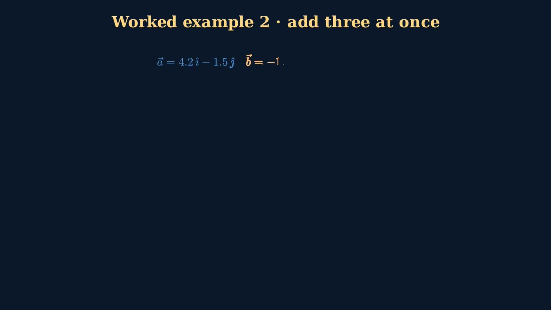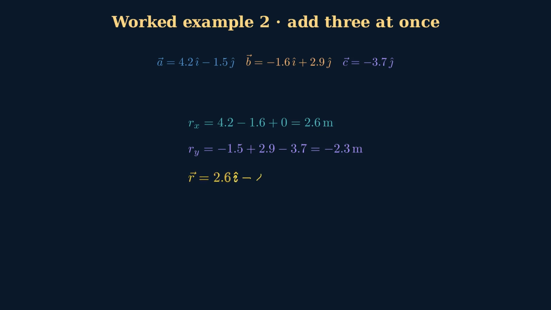Second one, adding three vectors at once, given in unit vector form. Don't panic at the count, the recipe doesn't change. Stack up the x components, 4.2 minus 1.6 plus nothing, that's 2.6. Then the y components, minus 1.5 plus 2.9 minus 3.7 minus 2.3. If you want it as a magnitude and angle, Pythagoras gives about 3.5 meters, pointing roughly 41 degrees below the positive x-axis. Three vectors in, one tidy arrow out.